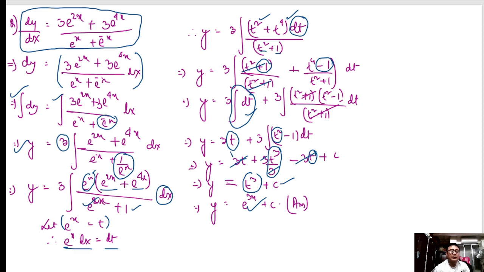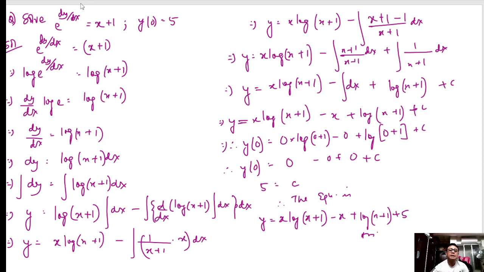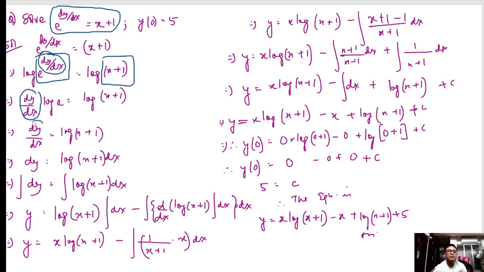The next sum says this is the equation of the next sum. Okay, so first what we have to do, because it is e to the power dy by dx, we have to take a log in front of both, because the power is a variable. Now this power comes in front, log e becomes 1, and this is log x plus 1.